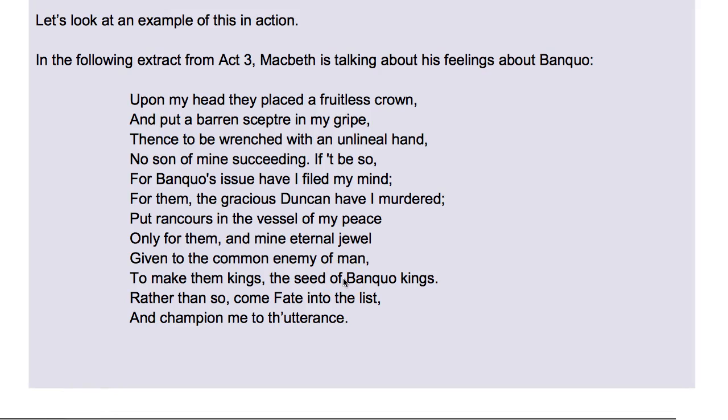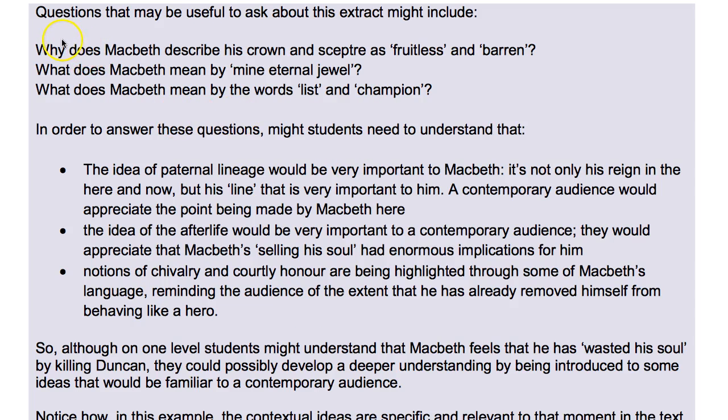So hopefully in my reading you can experience some of Macbeth's rage at how pointless his kingship is. He feels that it's pointless because he's going to have to give it away to Banquo, and if not to Banquo's sons. And so it is, if you like, a barren scepter because he will not profit from it himself. So the examiner gives us a way to write about the context.